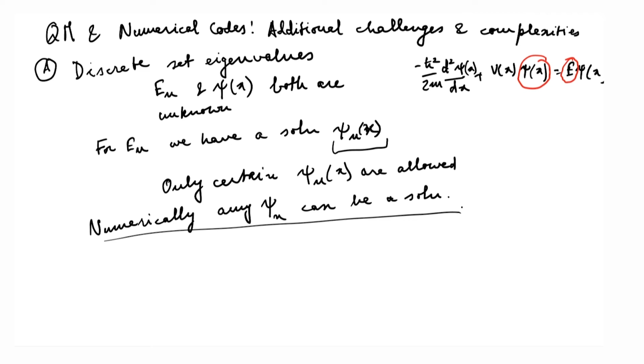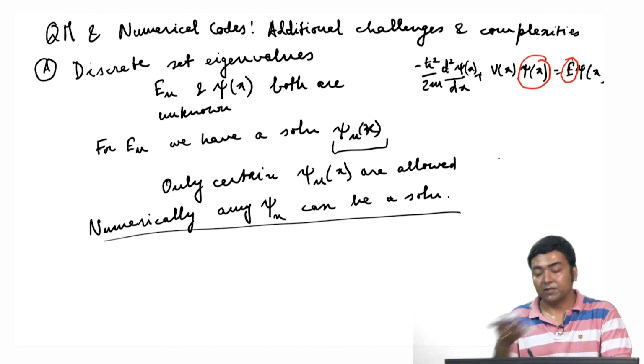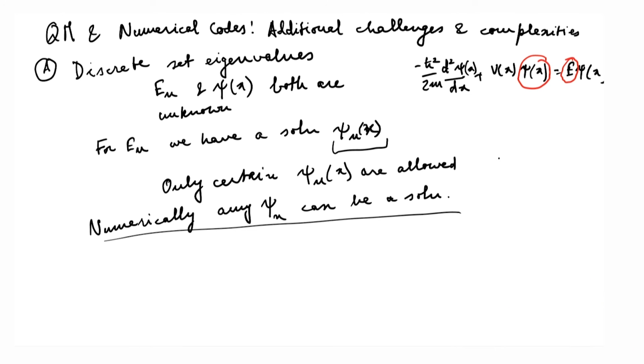But it might be possible that there is another numerical solution, another numerical wave function the code can find, where instead of decaying, it simply diverges at that point. So this is one of the complexities I am talking about for using codes for quantum mechanical methods. When we write a code, we need to keep the following things in mind.